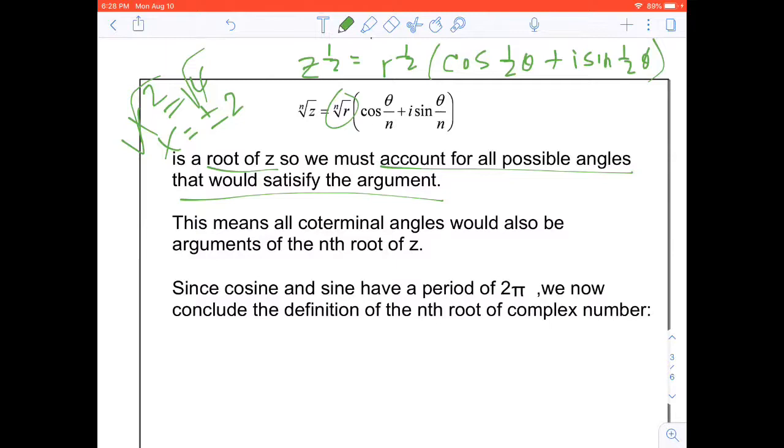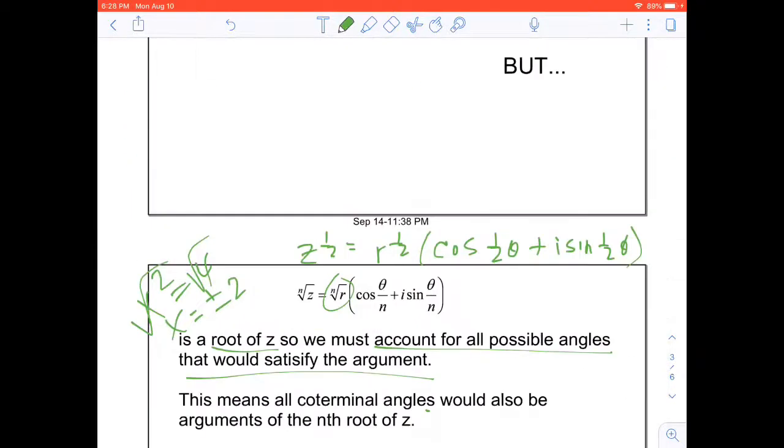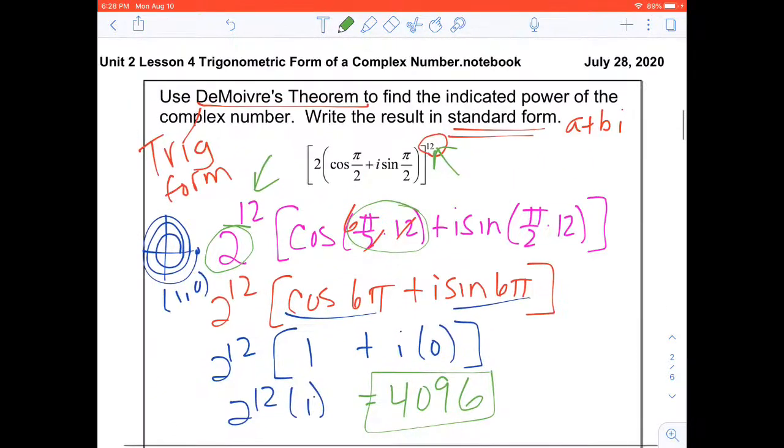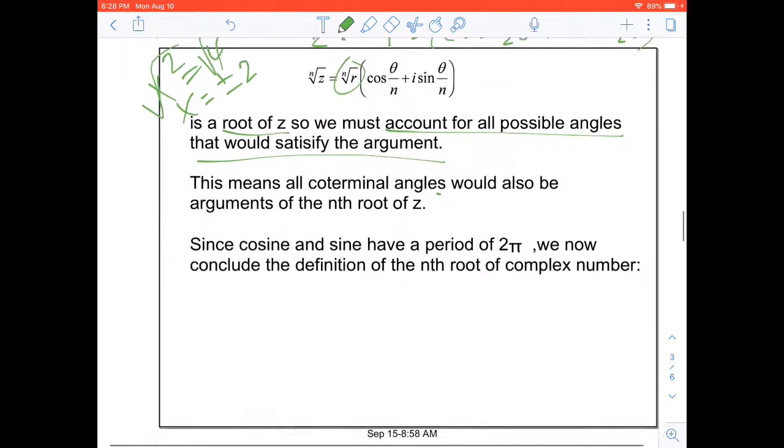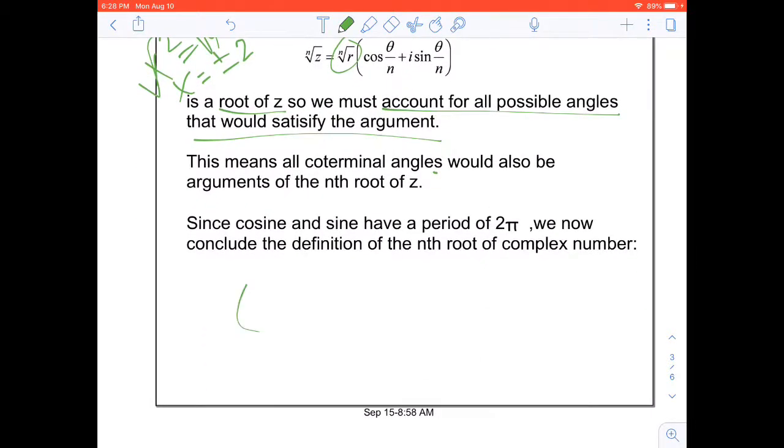So this is going to mean all your coterminal angles would be arguments of the nth root of z. So this is going to be this extra step when you're finding roots. Again, to be clear, what we're about to embark on does not apply to a problem like we did in example 5. In this problem, we had 12. 12 is a positive integer. It is not rational. What we're about to do is when we are being asked to take some sort of complex number and raise it to the 1/3, the 1/4, the 1/5. This is when the following kicks in.